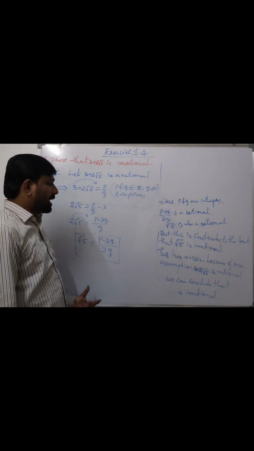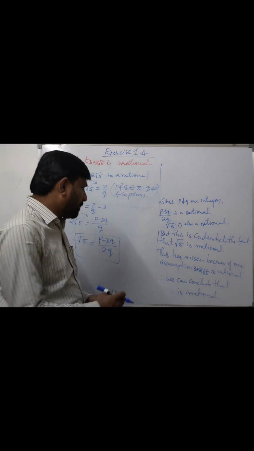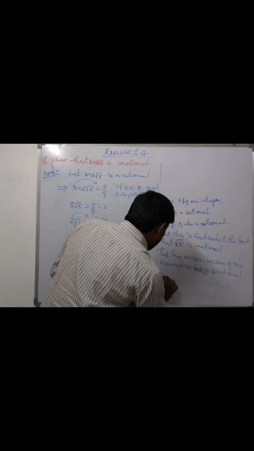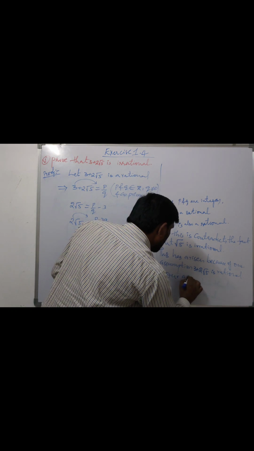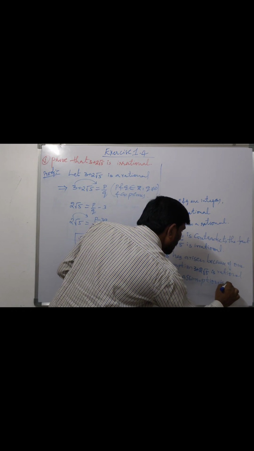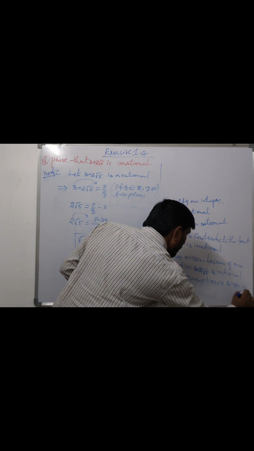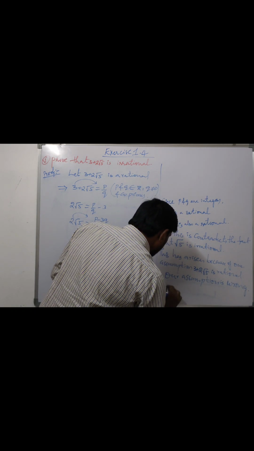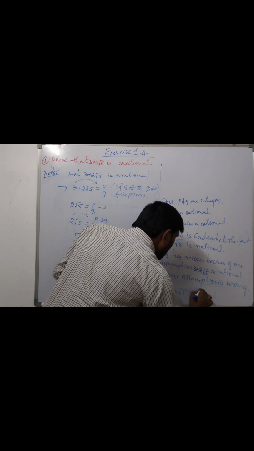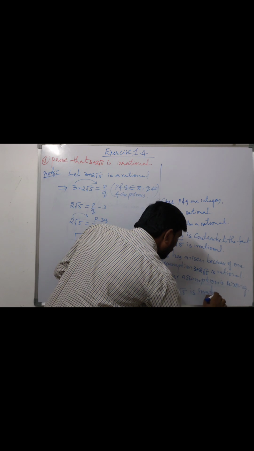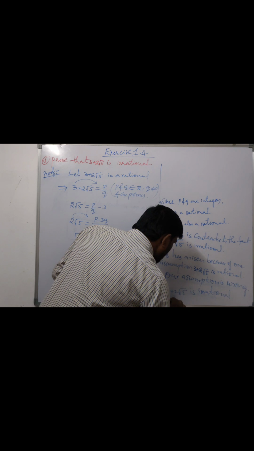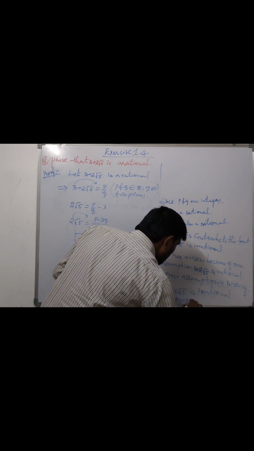So what is correct then? Here we can add one step: therefore our assumption is wrong. What is wrong? Our assumption is wrong. Therefore, what is right? Therefore 3 plus 2 root 5 is irrational. Hence it is proved.